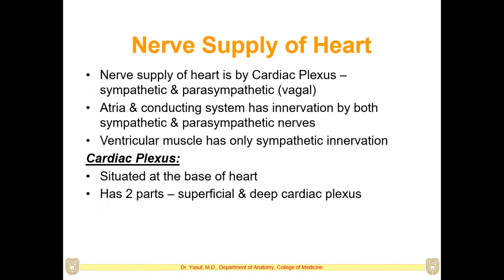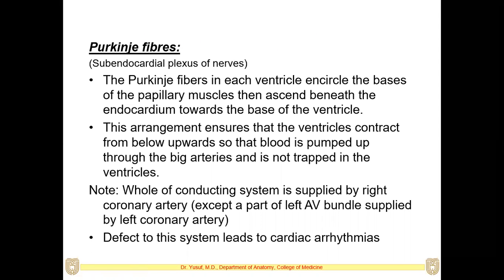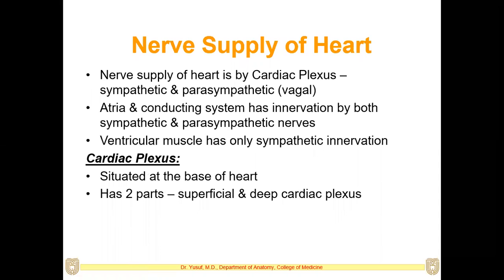Finally, we are going to the nerve supply of the heart. The nerve supply of the heart is by the cardiac plexus. Internally, we have seen already there is the conducting system: SA node, AV node, the bundle branches, then the Purkinje fibers. This is the internal production of its own impulse and the conduction. But externally, it is controlled by the autonomic nervous system.